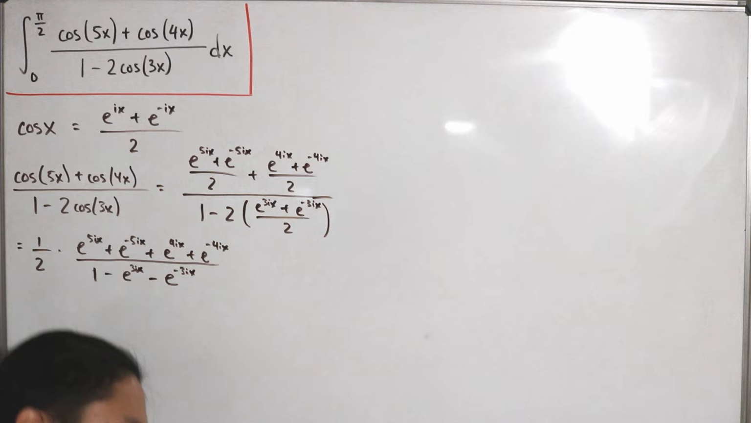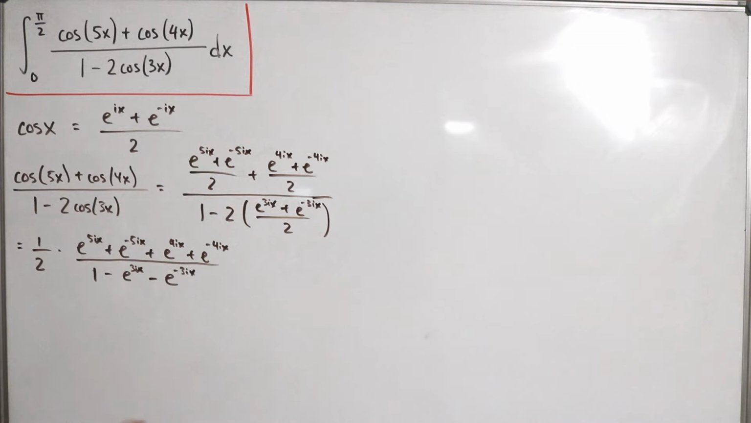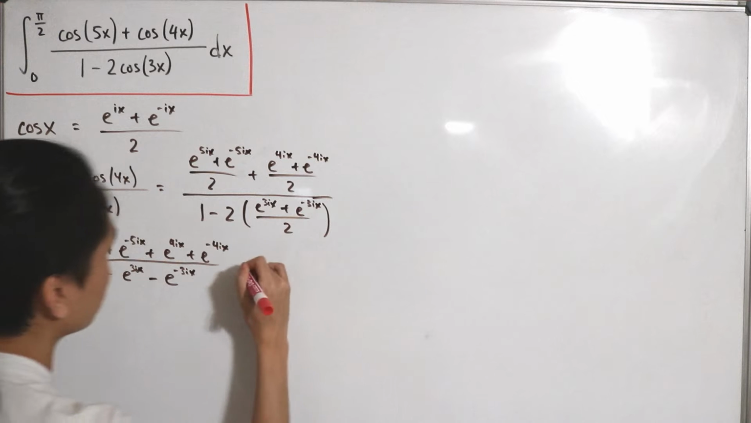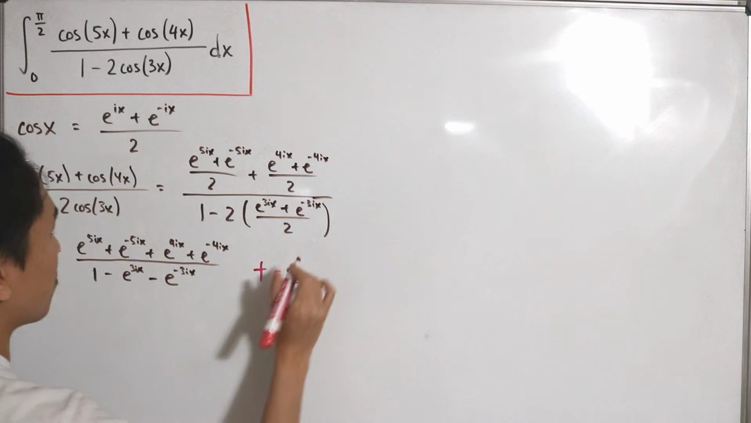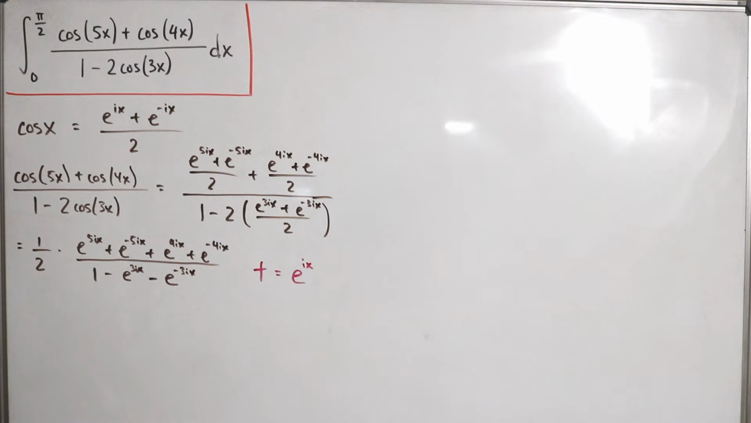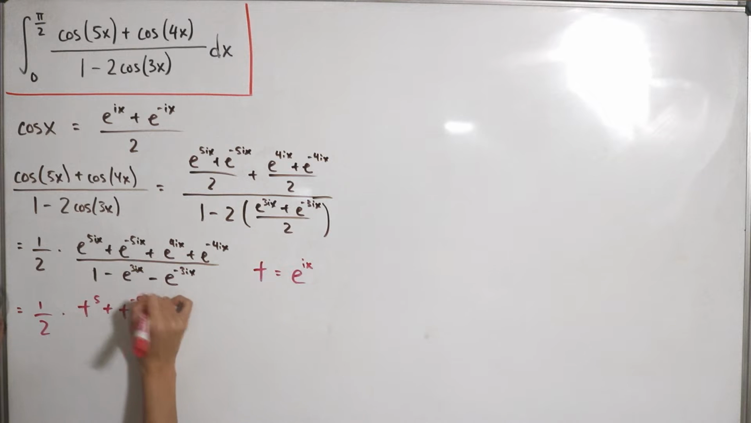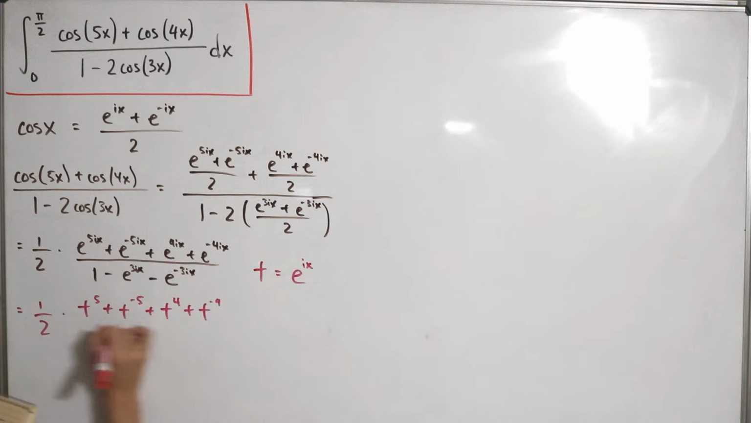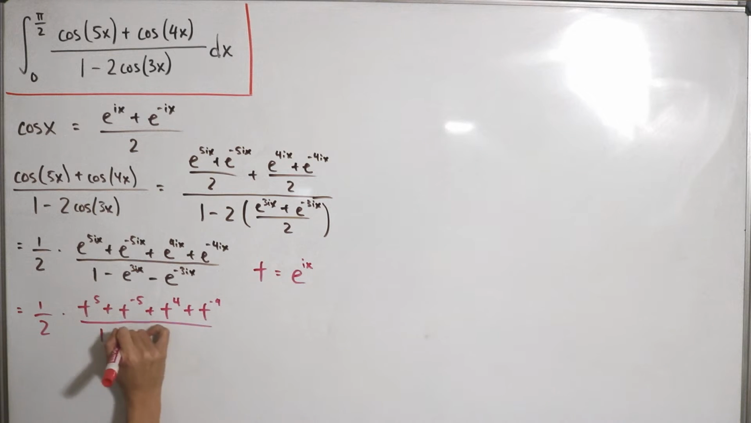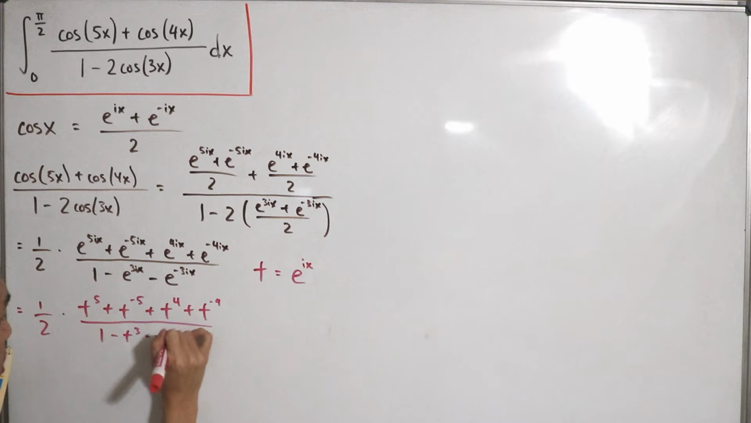Looks like there's a bunch of things going on, but it's nothing to be scared of, because we can do a substitution. Not a u substitution, but a different substitution. We'll let t equal e to the power ix. Now everything in this equation can be written in terms of t. So let me stick with the pink this time. So far we have 1/2 times t to the power 5, plus t to the power negative 5, plus t to the power 4, plus t to the power negative 4, all divided by 1 minus t to the power 3, and then minus t to the power negative 3.